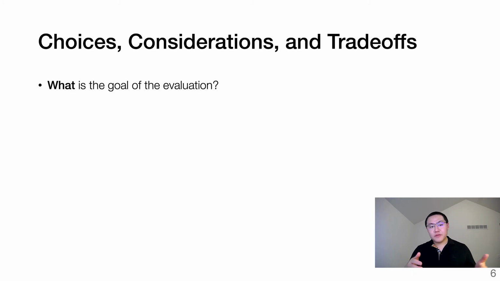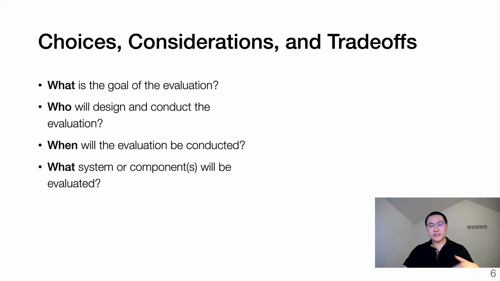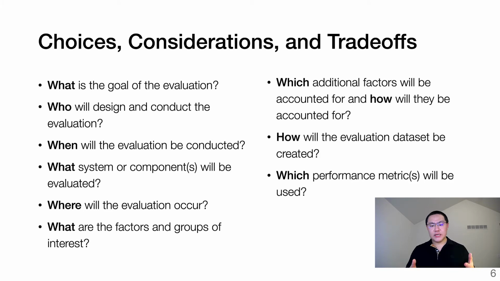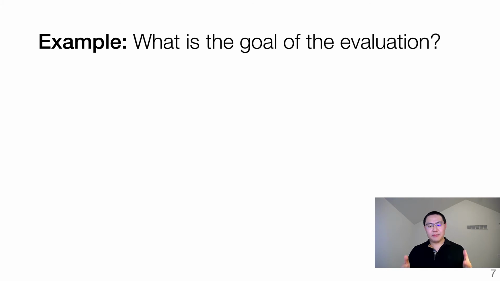These include what is the goal of the evaluation, who will design and conduct it, when will it be conducted, what system or components will be evaluated, where will the evaluation occur, and so on. For each of these choices, we highlight some of the key considerations that underlie that choice. We emphasize that these considerations are not independent, and we discuss some of the trade-offs that must be made when designing a disaggregated evaluation. To give you an example, when designing an evaluation, the first choice that must be made is the goal, and there are three considerations that underlie that choice.